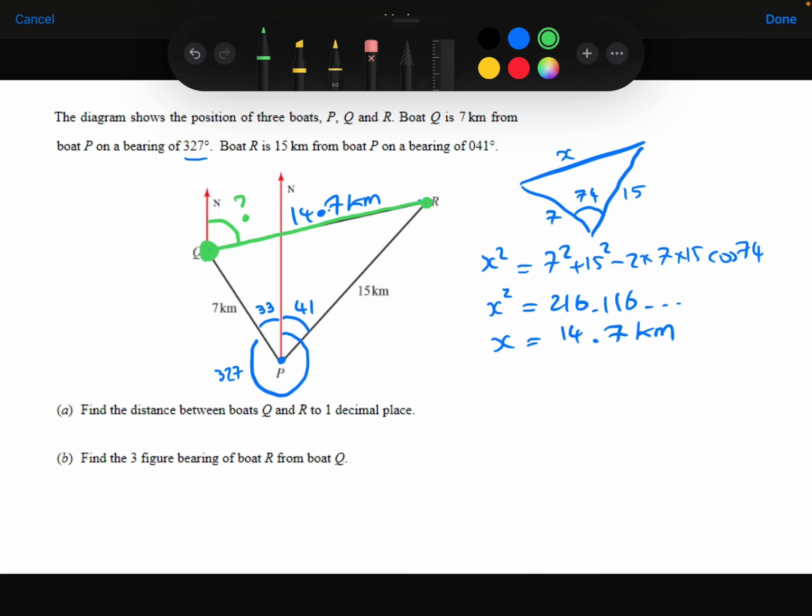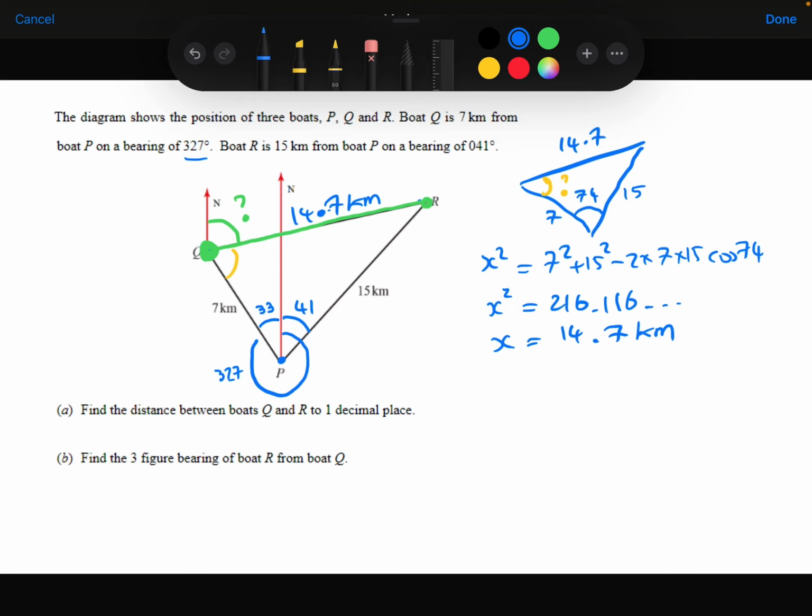Right. Well, if I could work out this angle, that's going to help me to get the bearing that I want. So I want to know this angle here in this triangle. Bearing in mind, I know that's 14.7 now. So I'm going to use the cosine rule to help me to work out that angle.